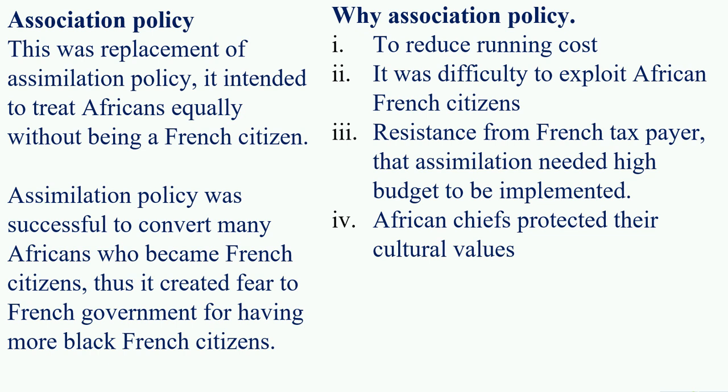Resistance from French taxpayers: the assimilation policy needed a high budget to be implemented, as I said before. And also African chiefs protected their cultural values. Most African chiefs created a resistance to the Europeans, those French people, because they wanted to protect their cultural values, especially the issue of polygamy.